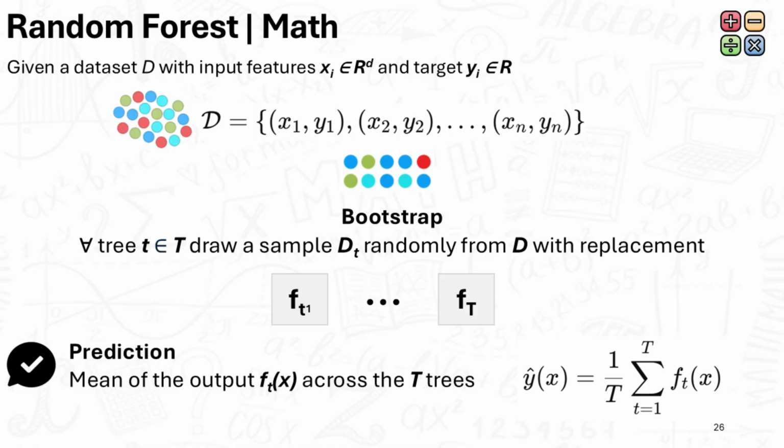This formula is the mathematical representation of the wisdom of the crowd. By averaging the output of many diverse trees, we drastically reduce the variance and the risk of overfitting. One tree might be tricked by a noisy data point, but when averaged with 100 others, that noise gets canceled out, leaving us with a stable, reliable forecast for our optimization engine.